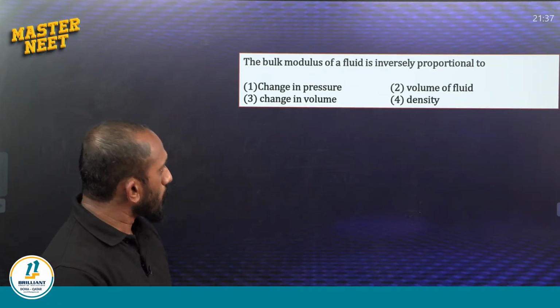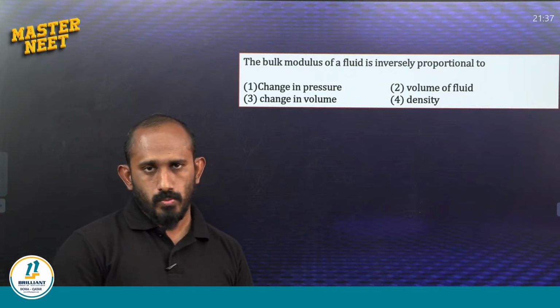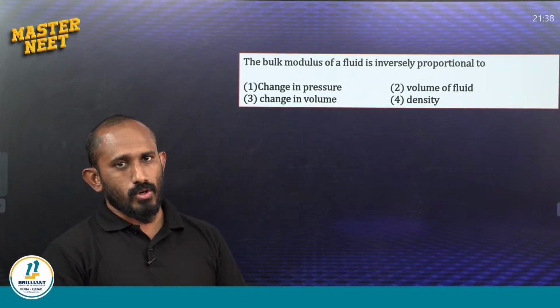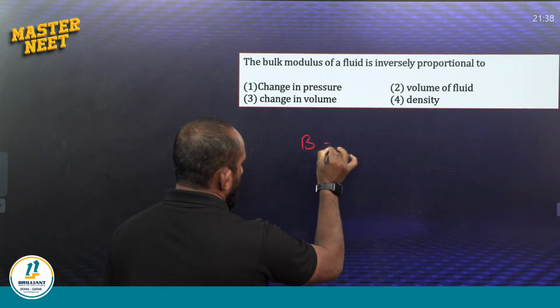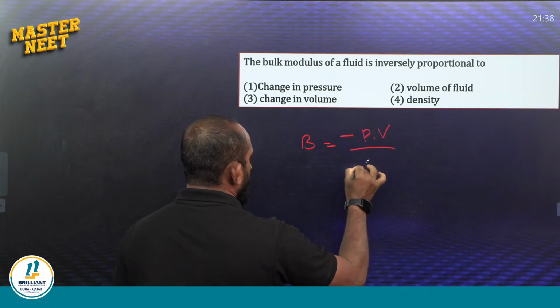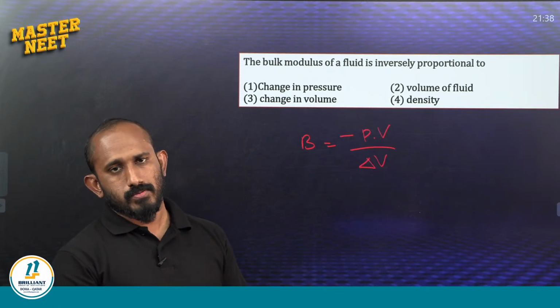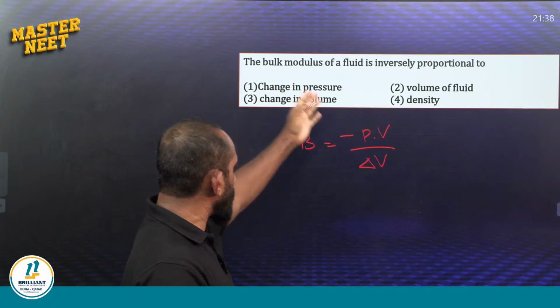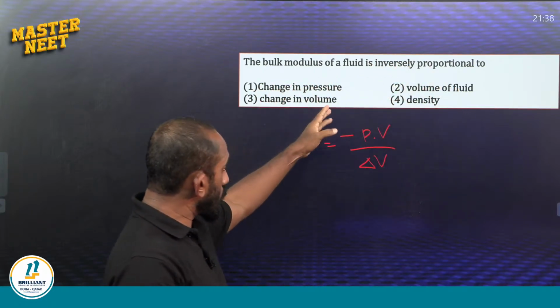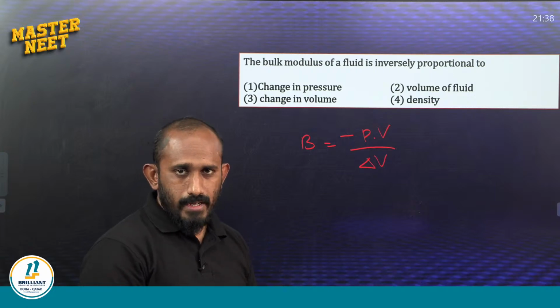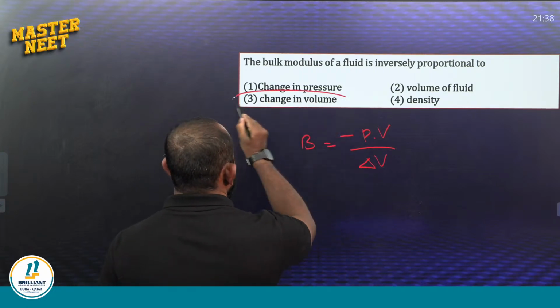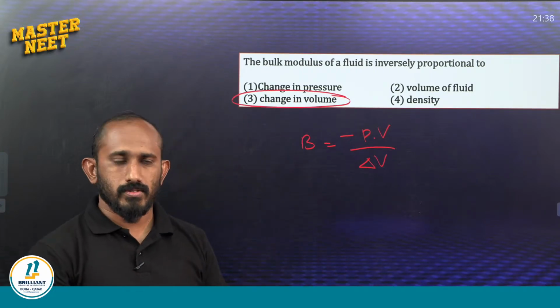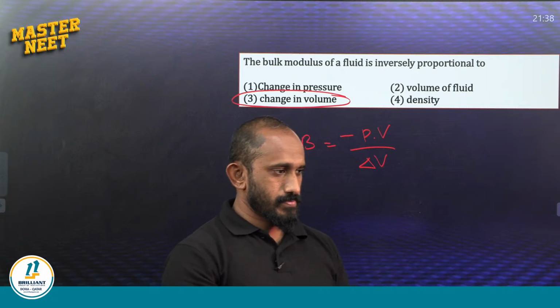The bulk modulus of a fluid is inversely proportional to bulk modulus equation. You know, B is equal to minus P into V by delta V, the bulk modulus. Okay, so it is inversely proportional to change in pressure, volume of fluid, change in volume and density. So direct question only, it is change in volume as the correct answer. C is the correct answer.